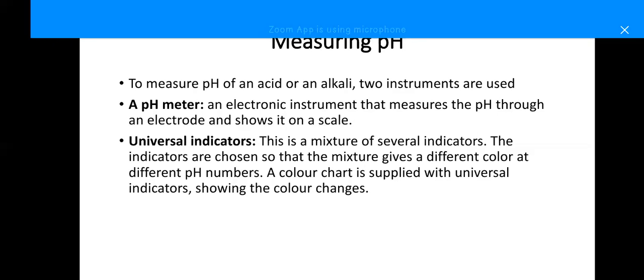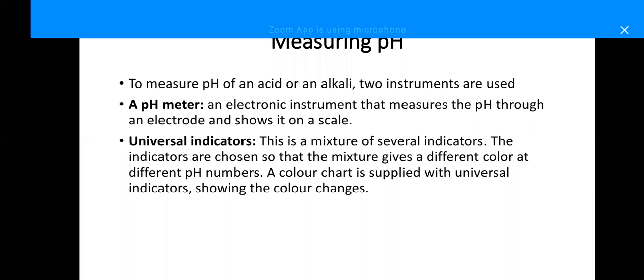Now, the second instrument that is being used is the universal indicator. As the name sounds, universal, it is a mixture of a lot of things that have been put in place to ensure that it indicates whether a substance is an acid, a base, or a salt. This is a mixture of several indicators. The indicators are chosen so that the mixture gives a different color at different pH numbers. A color chart is supplied with several indicators showing the color changes.